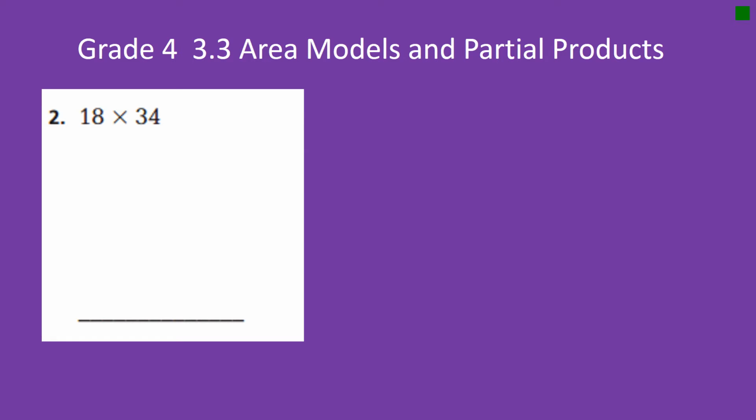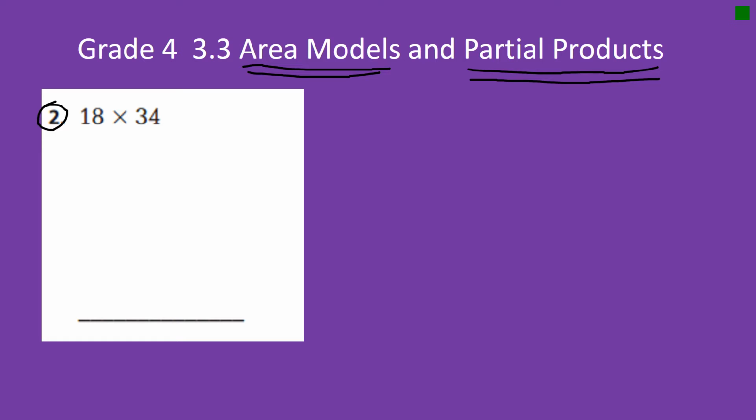We're on Chapter 3, Lesson 3, Area Models and Partial Products. So basically, you're going to use an area model to find the partial products as a way to multiply. Okay? We're starting with number 2, 18 times 34.